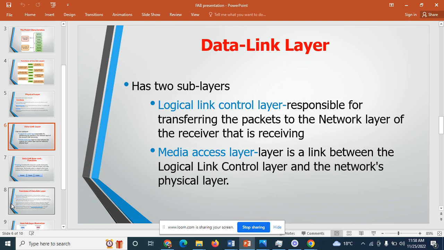In the data link layer, we have two sub-layers. That's the logical link control layer, responsible for transferring the packets to the network layer of the receiver machine. Then we have the media access layer, which is a link between the logical link control layer and the network's physical layer.